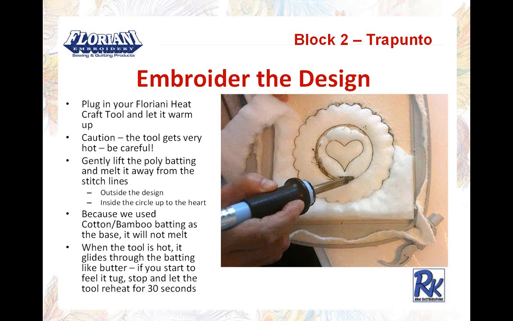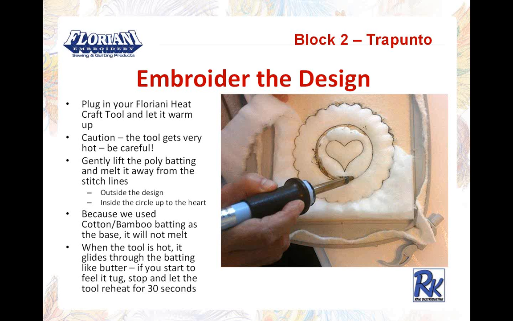Now what's going to happen is because we use the cotton bamboo batting as the base, it won't melt. But the polyester is going to melt just like butter away from the stitches. So it's very, very easy to do. That Heatcraft tool glides right through the batting.